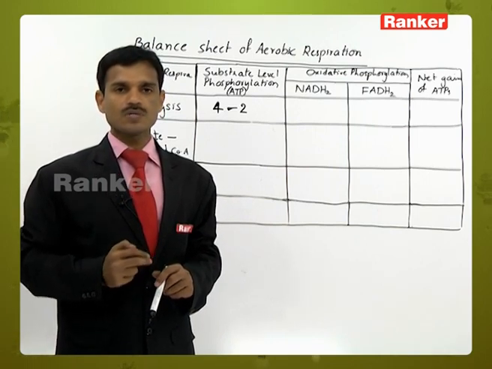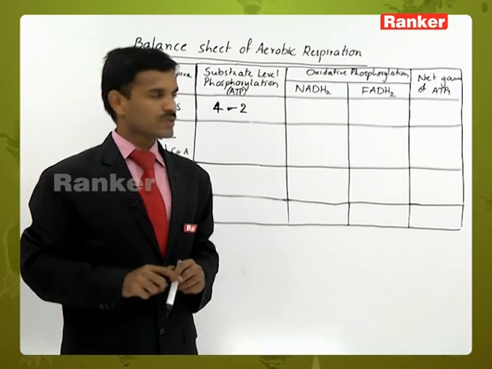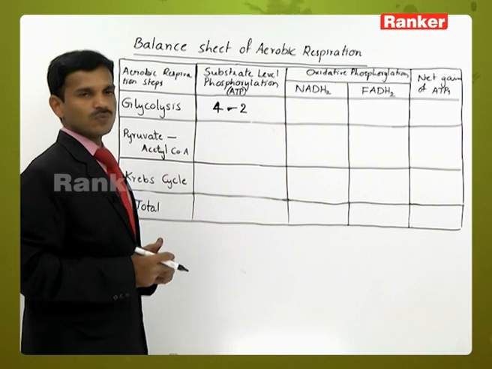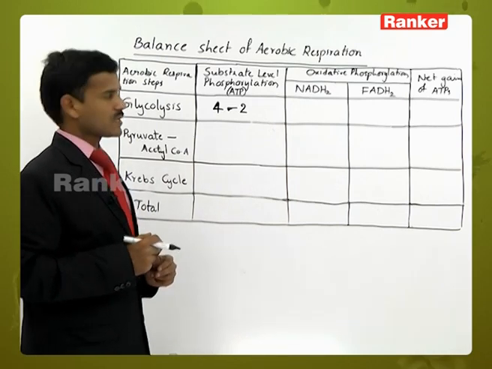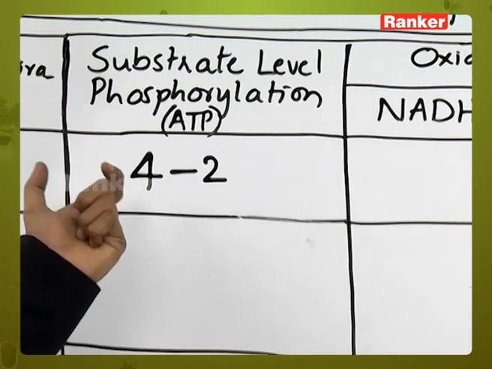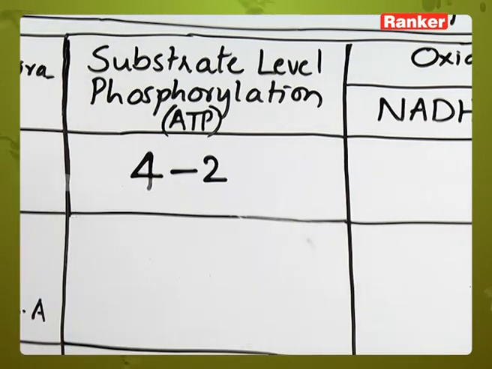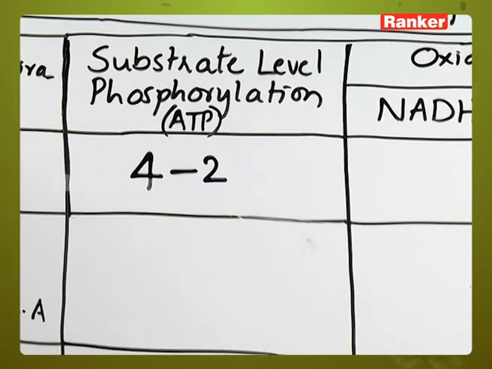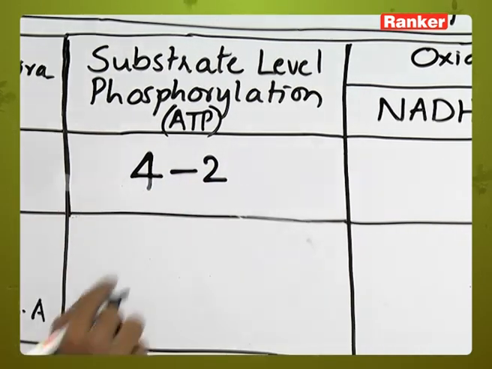From glucose to glucose 6-phosphate, 1 ATP is consumed, and fructose 6-phosphate to fructose 1,6-bisphosphate, there also 1 ATP is consumed in glycolysis. 4 ATPs are produced by substrate level phosphorylation, 2 ATPs are consumed. So, the net gain of ATP is only 2.